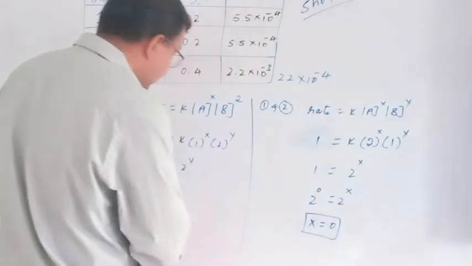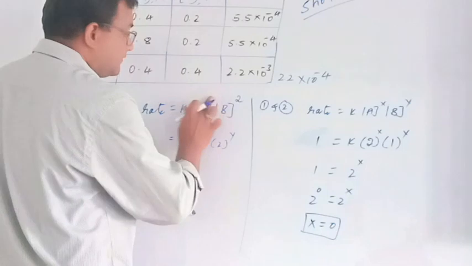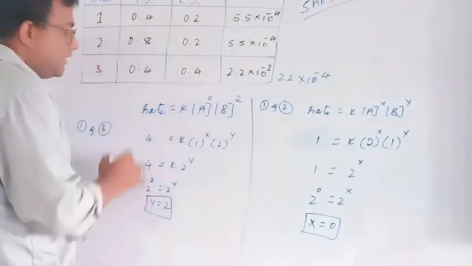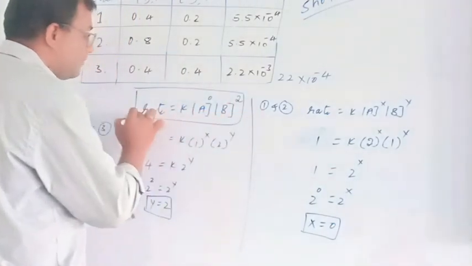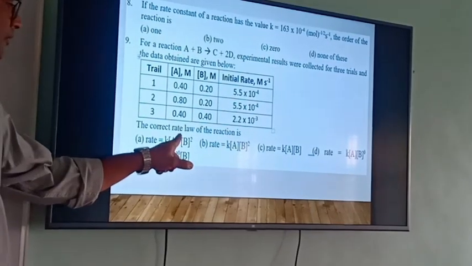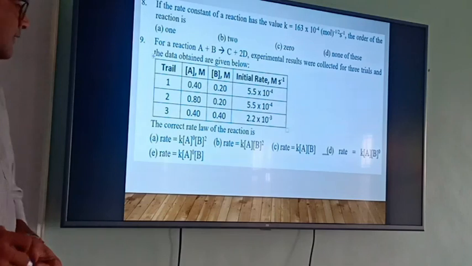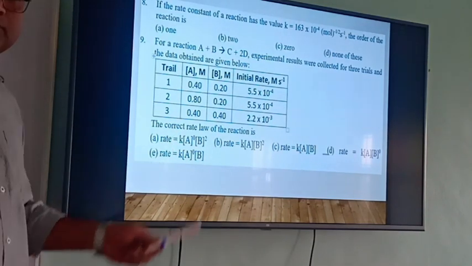So x is equal to 0, y is equal to 2, then straight away we can write x is 0, and you can see this is the correct option now. By using this method also, you can tell here, rate is equal to k into molar concentration of A power 0, molar concentration of B power 2. The correct option is A. In both the methods you can solve.